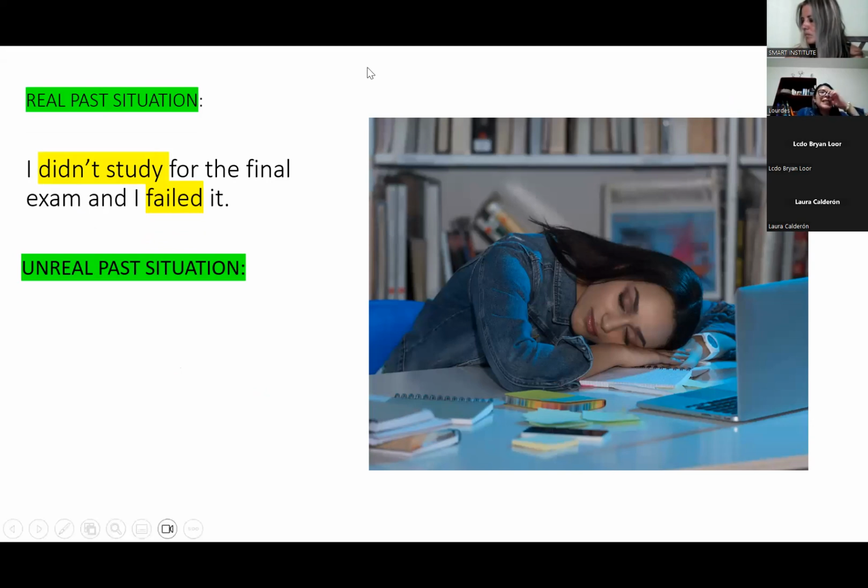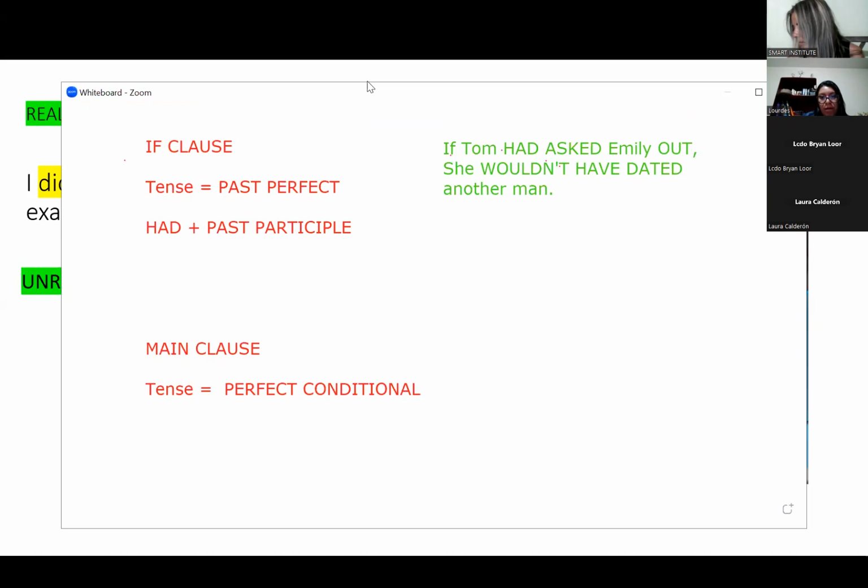Yes. The third conditional is not easy. You have to analyze. It's not only memorizing the structure. You have to analyze, understand what happened in the past, and then change this to a hypothetical situation about the past. Okay, if I had studied for the final exam, I wouldn't have failed it.